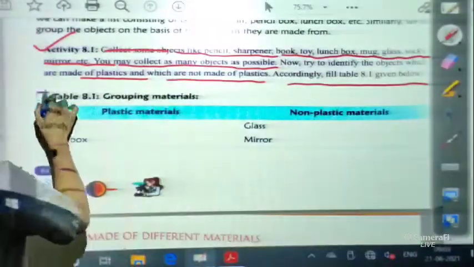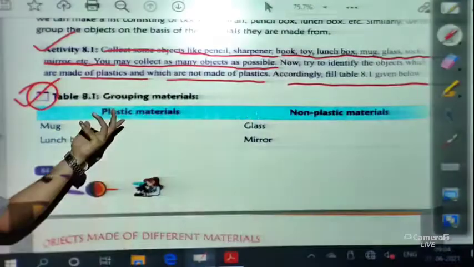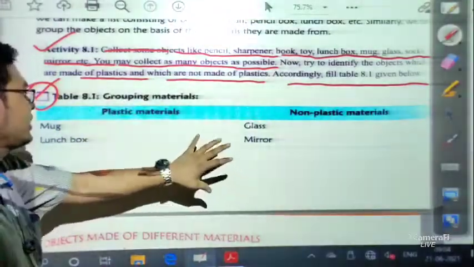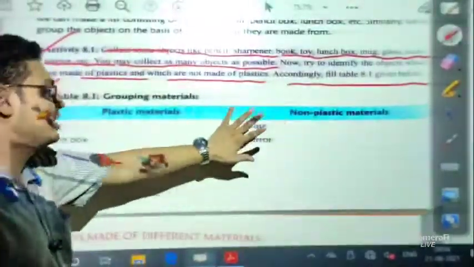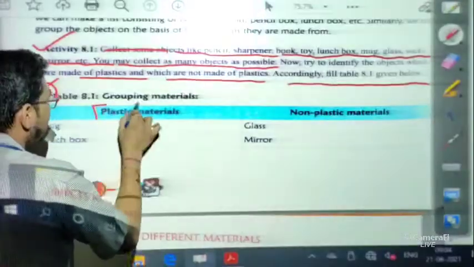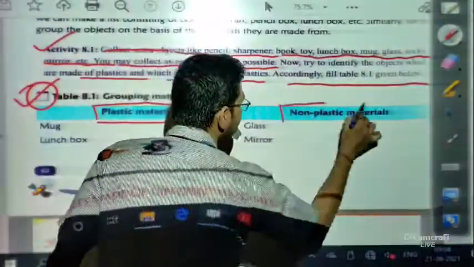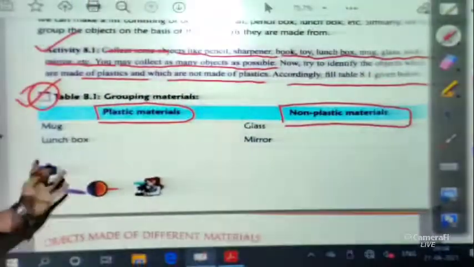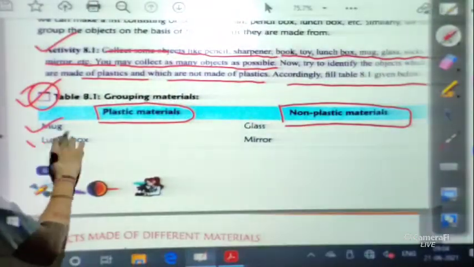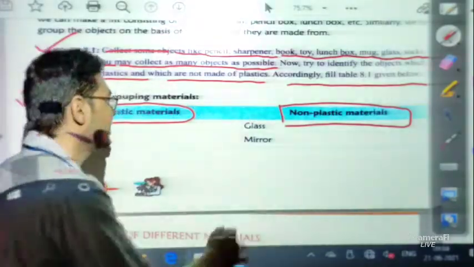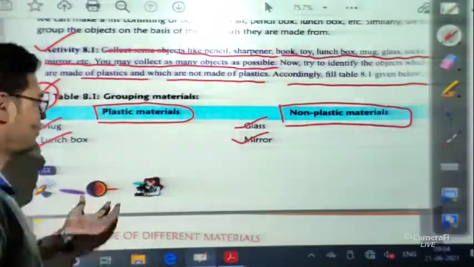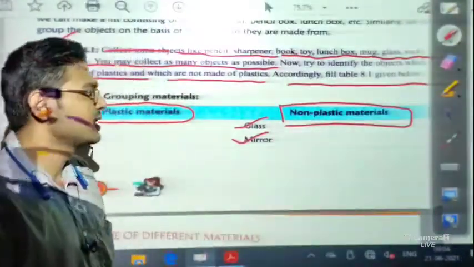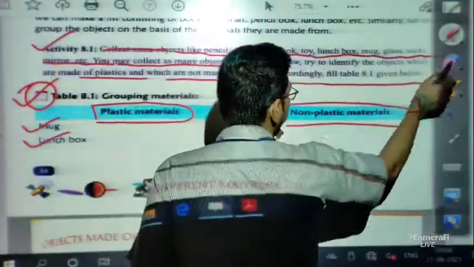So what does this table 8.1 say? It says that we have to differentiate the materials which are made of plastic and which are non-plastic materials. Two examples are given: mug and lunch box are plastic materials, and glass and mirror are non-plastic materials. You have to fill the table; write down 10 examples of each. I hope you can easily find these.